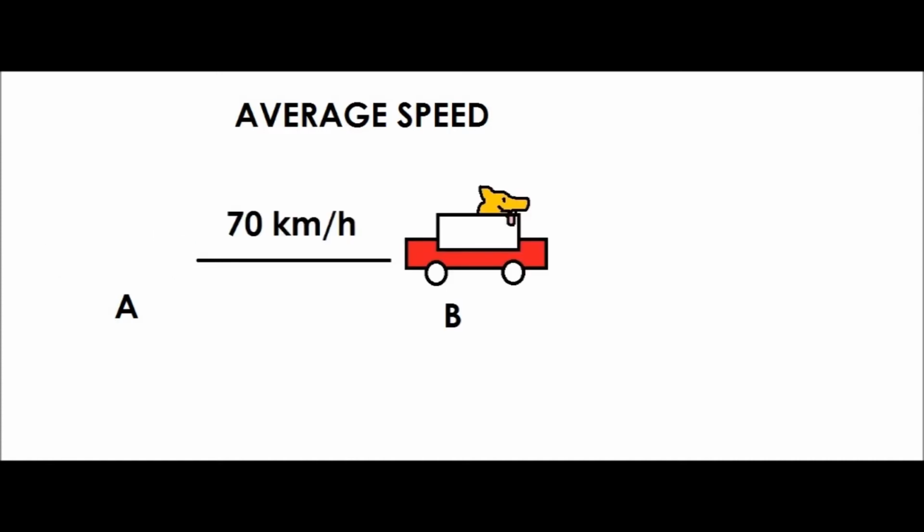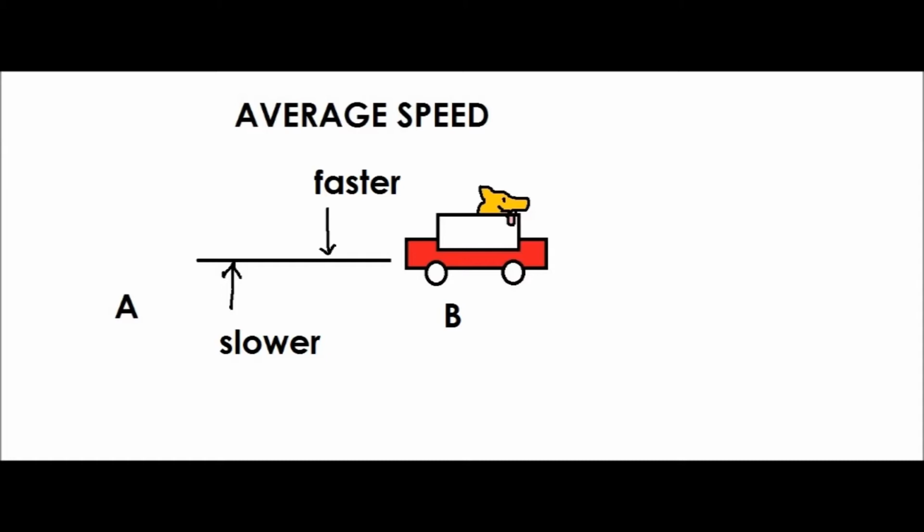So let's say Moon Moon wants to go from point A to point B with the speed of 70 km per hour. This speed can be called the average speed because perhaps in the beginning of the journey he is a bit slower, but at the end of the journey it is a bit faster. So because we have different speeds in the journey, we can say that 70 km per hour is the average speed.